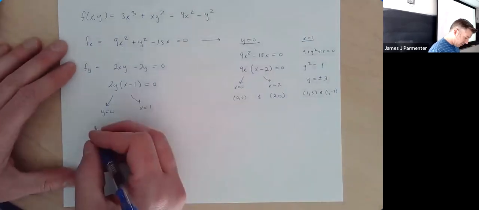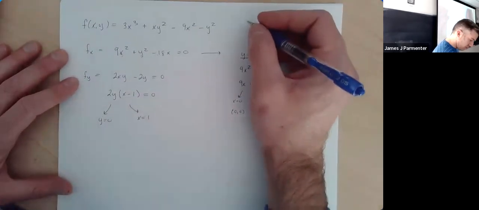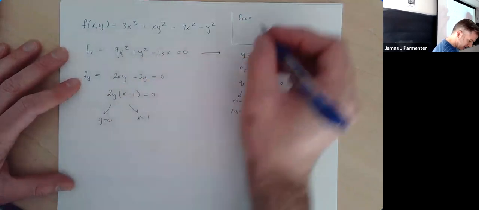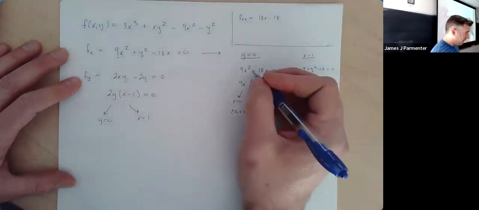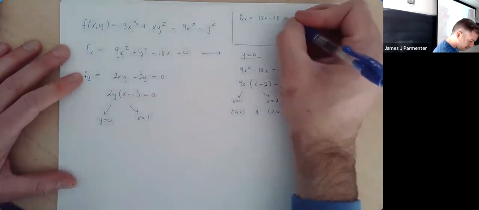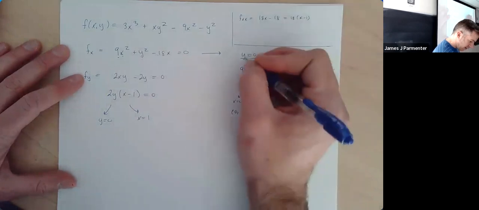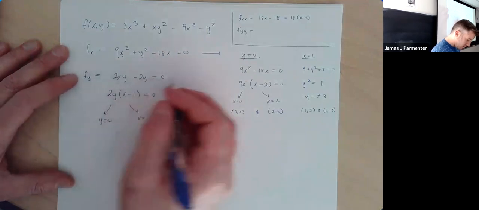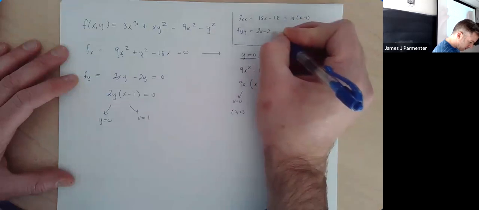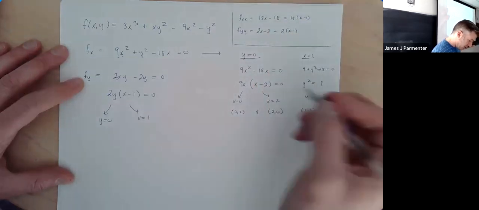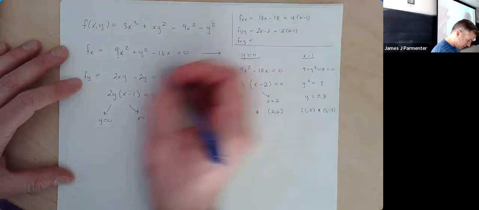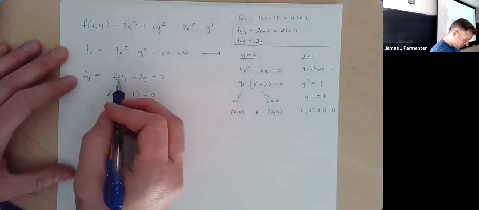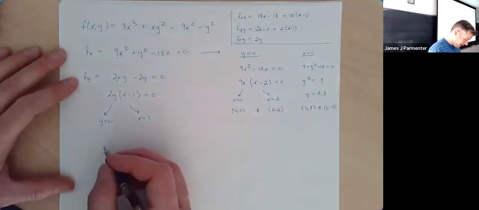Let's give ourselves some room. Just off to the side, I'm going to calculate fxx. That's going to be 18x minus 18. I might factor out the 18 to make it easier to see. fyy is going to be 2x minus 2, which again is something times x minus 1, which is interesting. And finally, fxy is going to be 2y. Is fyx also 2y? It sure is. Great. Now we can find gamma.